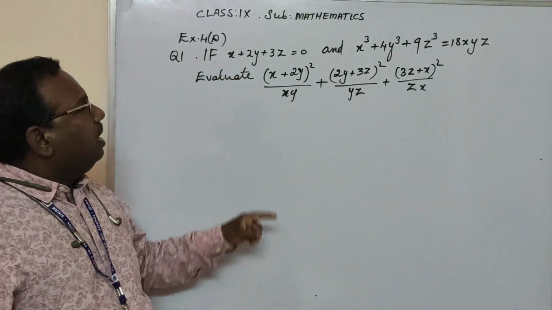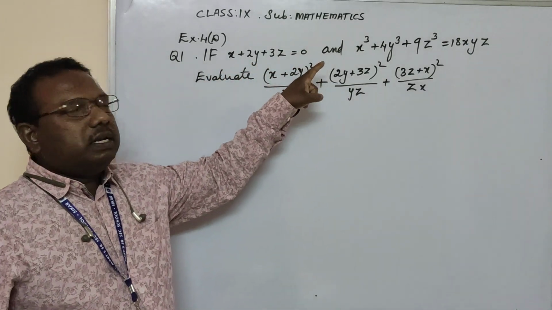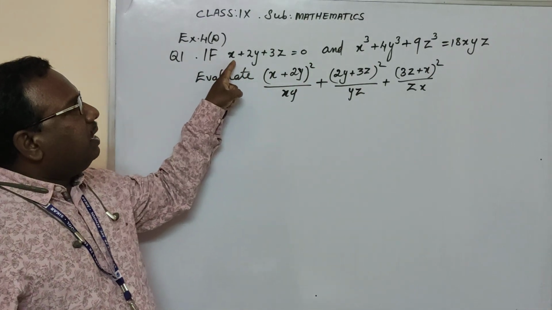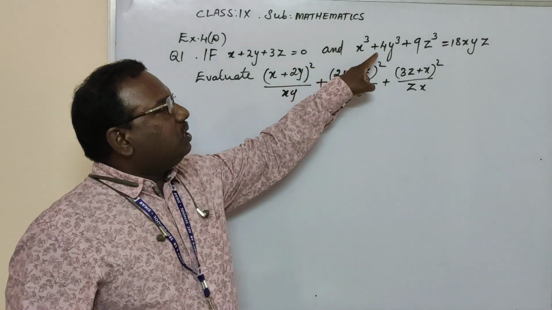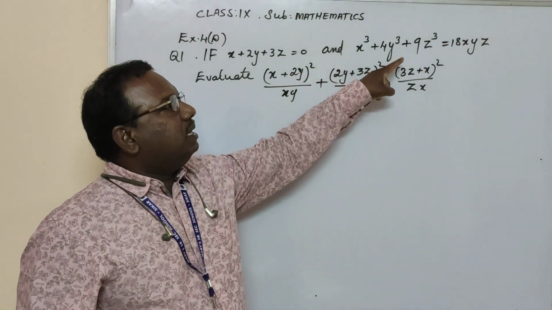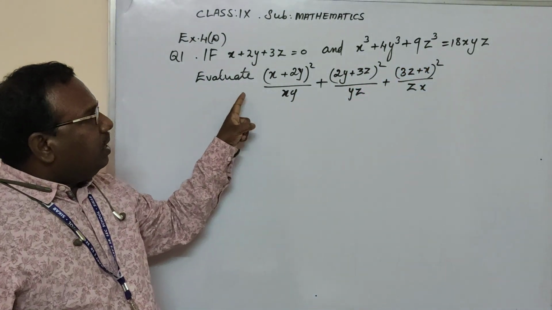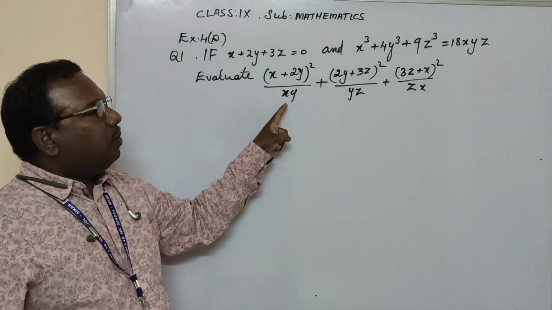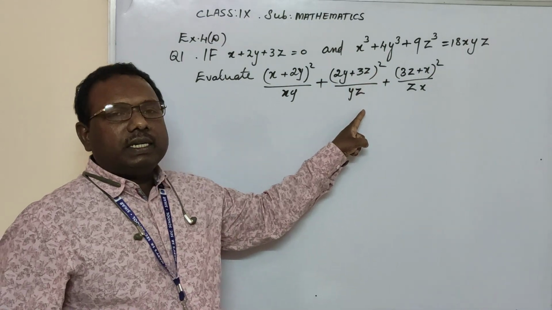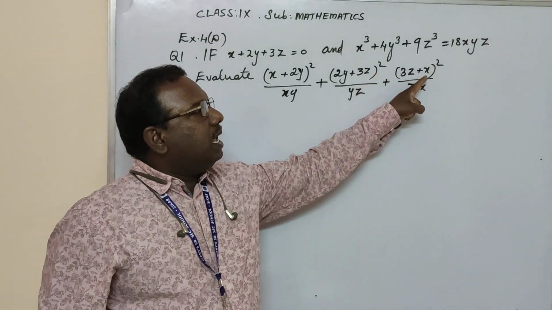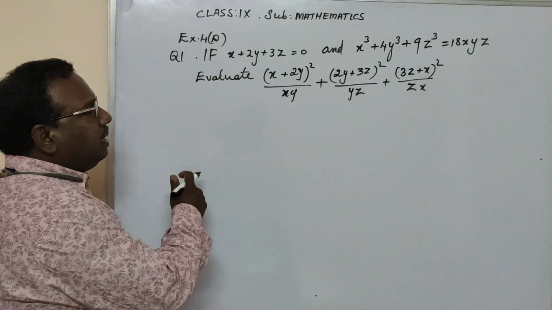Question number 1. Read the question very carefully. If x plus 2y plus 3z equal to 0 and x cube plus 4y cube plus 9z cube equal to 18xyz, evaluate (x plus 2y) whole square upon xy plus (2y plus 3z) whole square upon yz plus (3z plus x) whole square by zx. Now let's begin the solution.